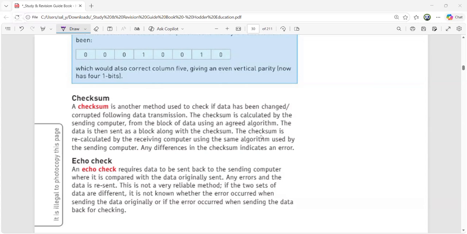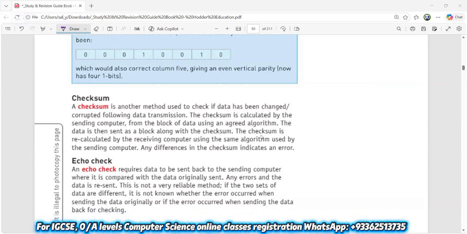Right, we talked about parity. Now let's talk about checksum. It's another method that is used to ensure that data has been transmitted properly or whether it has developed some faults. And the method is very simple.